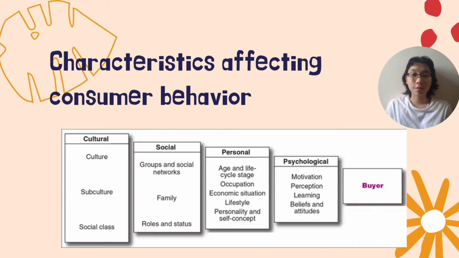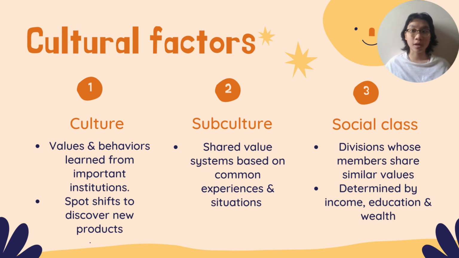So now I'm going to talk about objective two, which is characteristics affecting consumer behavior. As you can see, there are four factors involved in this: cultural, social, personal, and psychological. So now I'm going to talk about the first one, which is cultural factors. Marketers need to understand the role played by the buyer's culture, subculture, and social class.